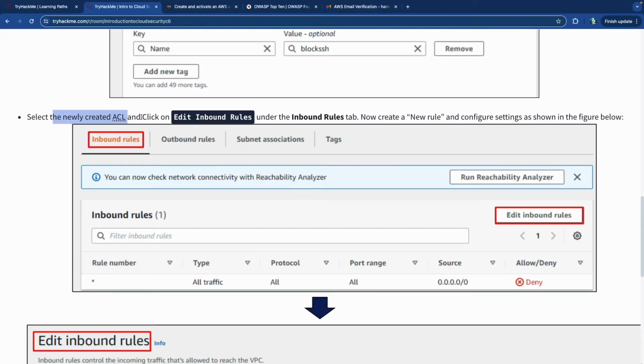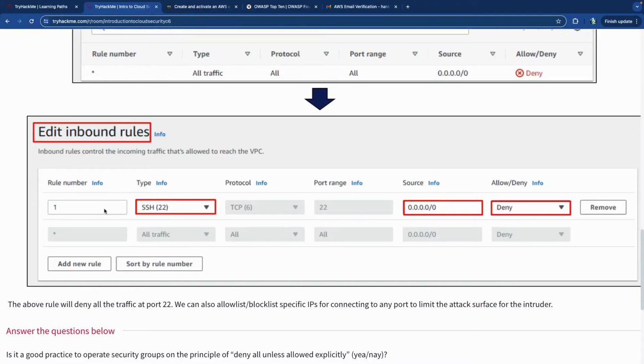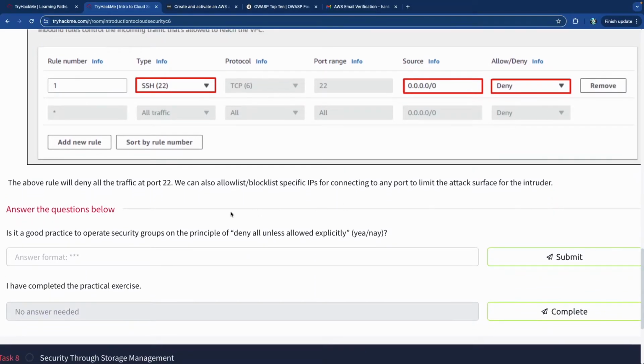Then you select new ACL and click on the inbound rules, and you create a new rule. So under inbound rules, you can edit inbound rules, and then you can essentially start editing it. Very, very simple. So rule number one, on port 22, which is Secure Shell, which is a TCP port, and you say that the source address, from any IP essentially, is denied, right? That's the specific rule. So it denies all the traffic at port 22.